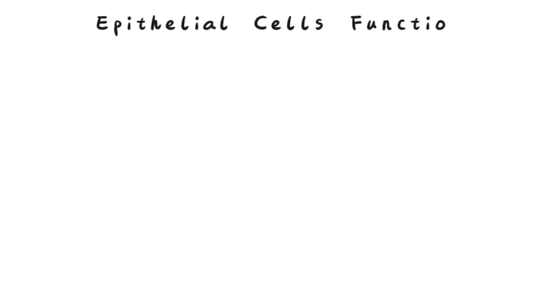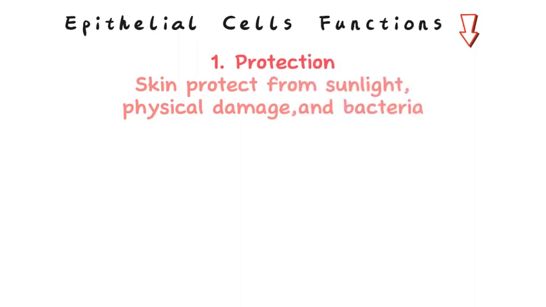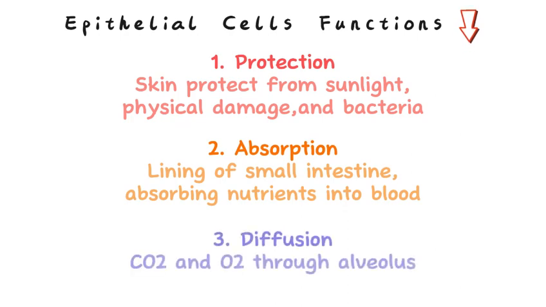Epithelial cells also have several different functions. For example, number 1, protection. Epithelial cells, such as skin, protect us from sunlight, physical damage, and bacteria. Number 2, absorption. Epithelial cells which line the small intestine aid in the absorbing of nutrients into blood. Number 3, the diffusion of carbon dioxide and oxygen through the alveolus.